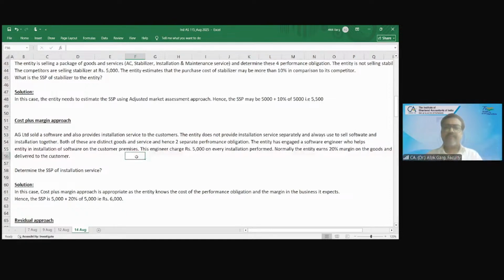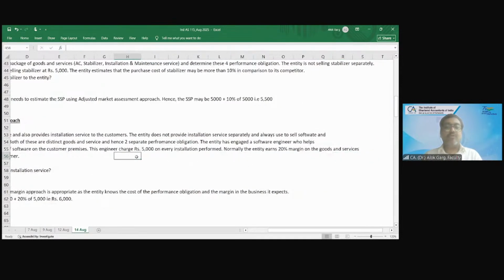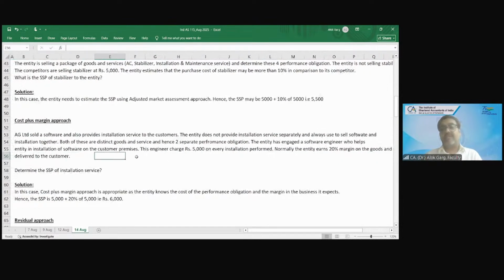Okay, so this company is selling software along with installation. These are two separate performance obligations. And this entity has engaged a mechanic who helps the entity in installation of software on the customer premises. The engineer charges 5,000 rupees on every installation performed. Normally, the entity earns 20% margin on the goods and services delivered to the customer. Determine the standalone selling price of the installation service.